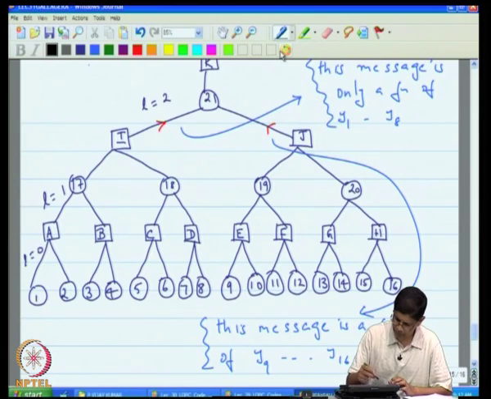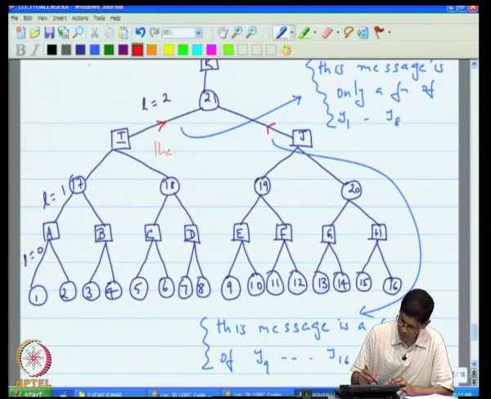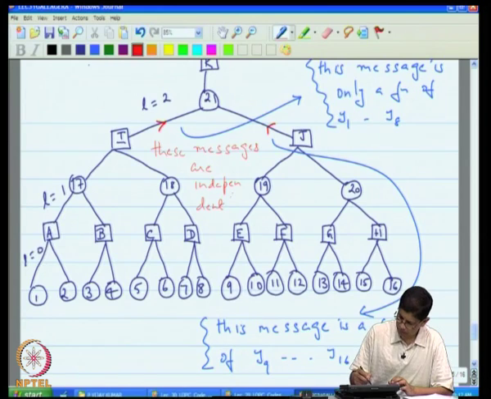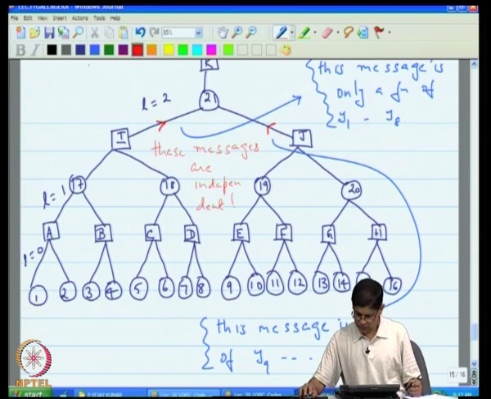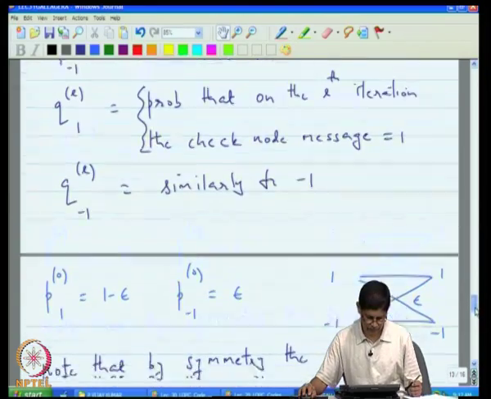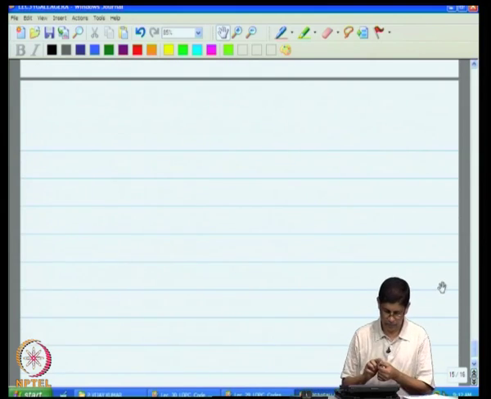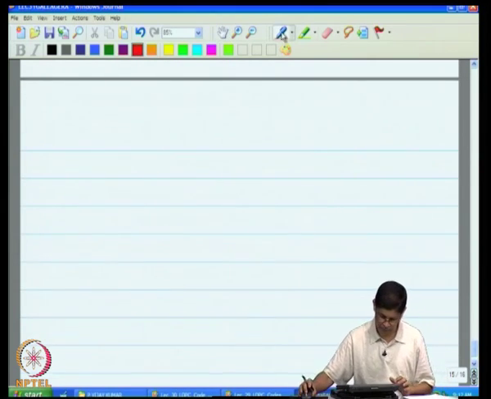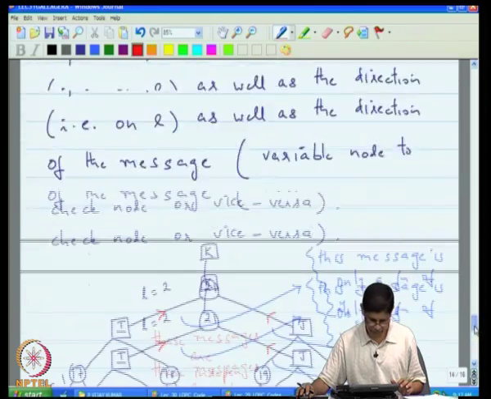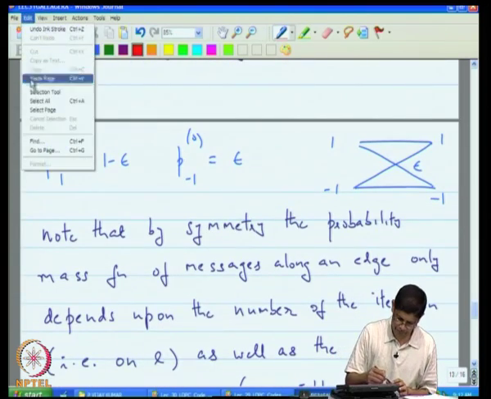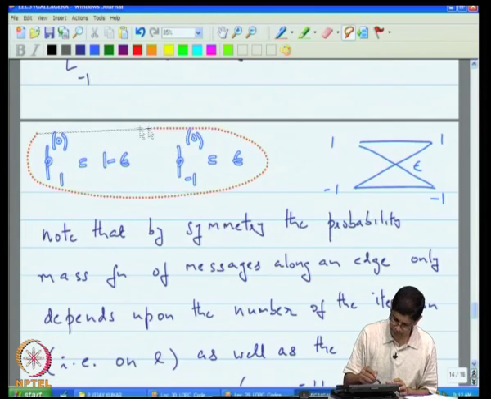I am going to try to use a fine point here. These messages are independent. Okay. So, making use of this, it follows that, so we have already started out, and let me copy from what we had earlier, which was these probabilities.